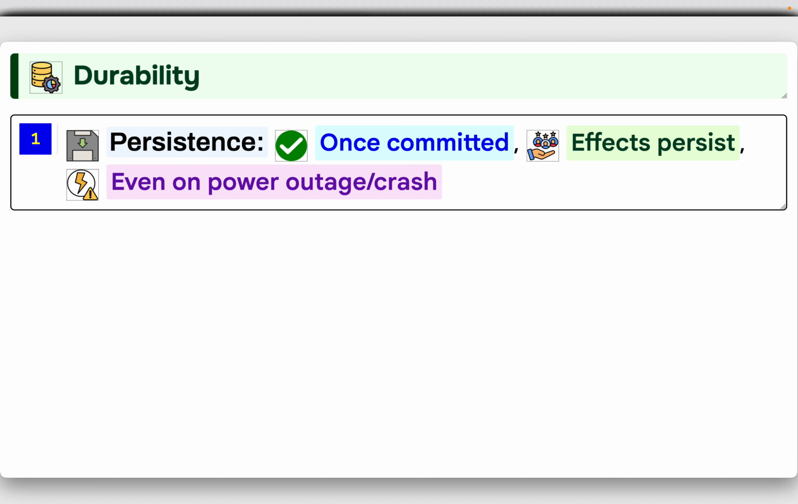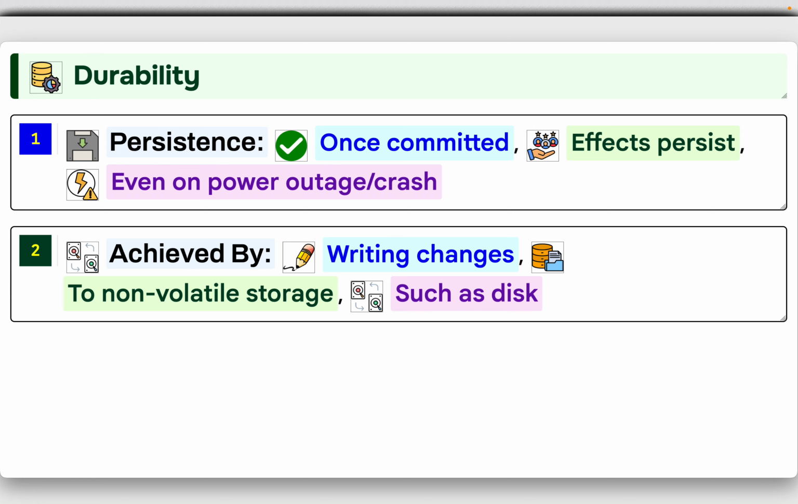This property ensures that once a transaction is committed, its effects will persist, even in the event of a failure, such as a power outage or a crash. This is typically achieved by writing the changes to non-volatile storage, such as disk.